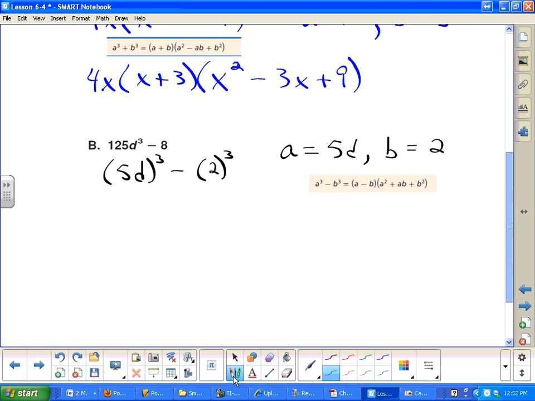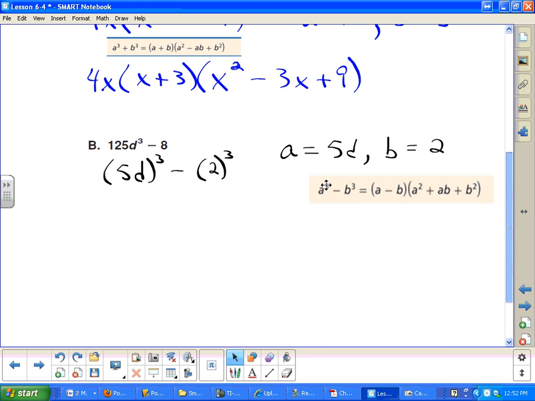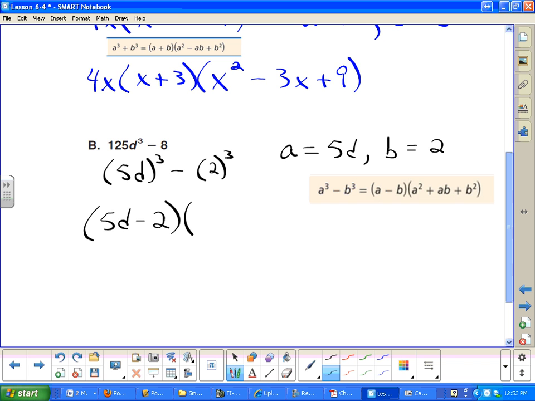So wherever there's an A, I'll put 5D. Wherever there's a B, I'll put 2. So 5D minus 2. If I square 5D, what do I get? 25D squared. Now it says plus.